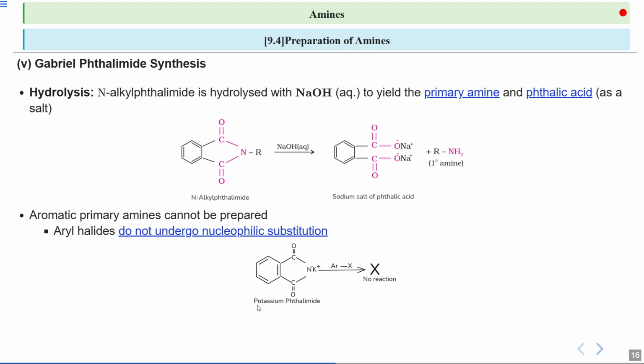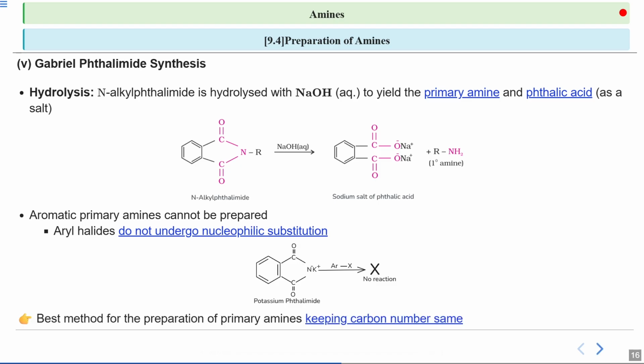So if you see over here, we have this potassium phthalimide. It cannot be used to prepare aromatic primary amines. This means we cannot use it to make amines where the nitrogen is attached to an aromatic ring like benzene. So you will see here when this potassium phthalimide reacts with an ArX, which would give an aromatic primary amine, this will give no reaction. Why? Because aryl halides do not undergo nucleophilic substitution.